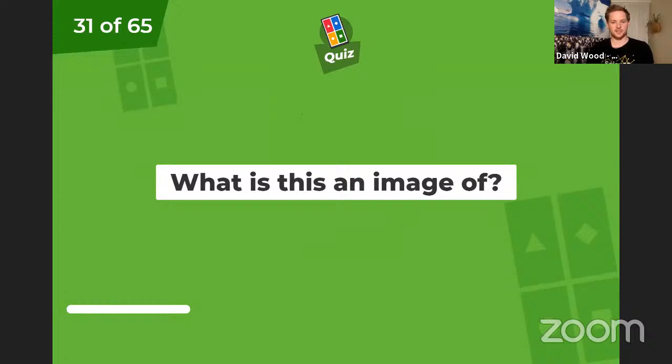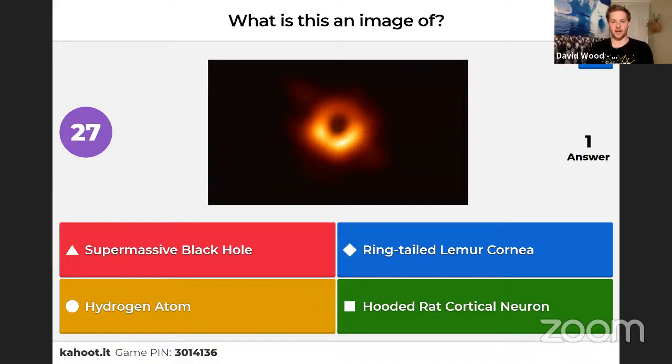Is it a supermassive black hole, a ring-tailed lemur cornea, a hydrogen atom, or a hooded rat cortical neuron? What is this an image of, this blurry orange image with a black background?